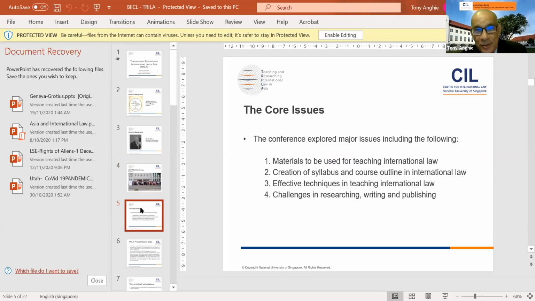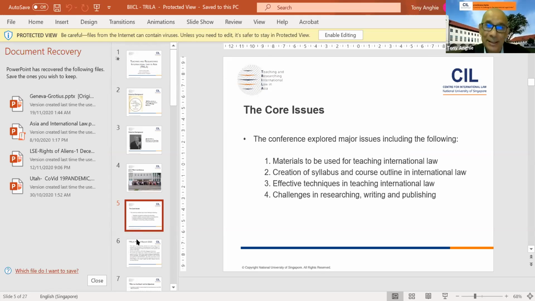And these were some of the core issues that we explored. Materials to be used for the teaching of international law, well, you can read it. The creation of a syllabus, course outline in international law, effective teaching techniques, challenges in researching, writing, and publishing. We were very conscious of the fact we made a point of inviting younger scholars to this conference because, of course, they are the people who are planning their careers, and in many ways, the people who are facing specific challenges in this world of what I would call neoliberal international education.